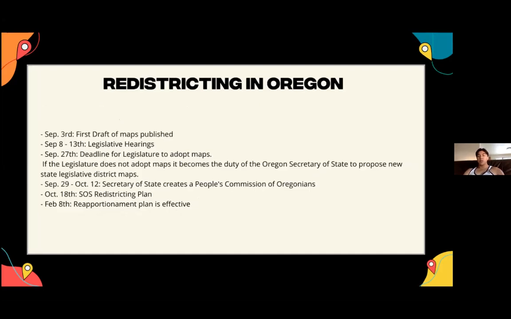So what does redistricting in Oregon look like? Right now, we are in the legislative special session for redistricting. On September 3rd, they published their first draft of maps. And September 8th through 13th, there were legislative hearings. And on September 27th is the deadline for the legislature to pass a redistricting plan. If the legislature does not adopt maps by the 27th, it becomes the duty of the Oregon Secretary of State to propose new state legislative district maps.